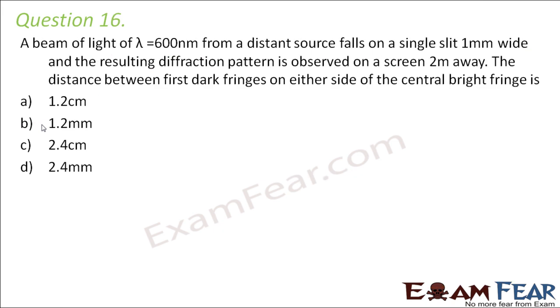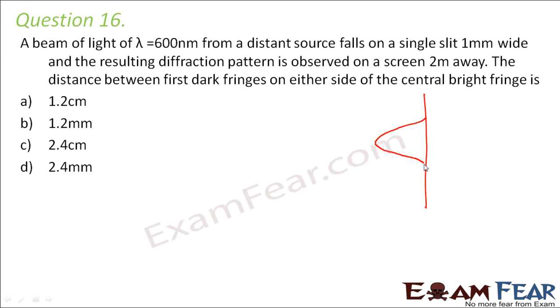Question number 16. A beam of light of wavelength 600 nanometers from a distant source falls on a single slit 1 millimeter wide, and the resulting diffraction pattern is observed on a screen 2 meters away. The distance between first dark fringes on either side of the central bright fringe is. Okay, just first try to understand the question.